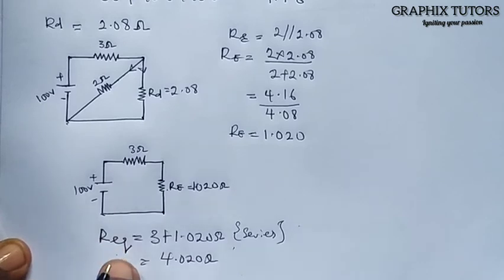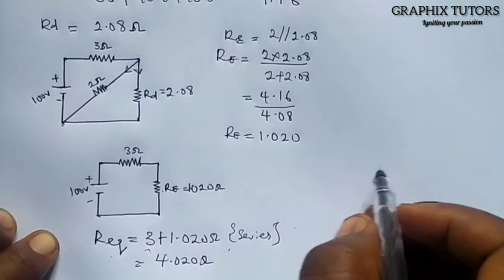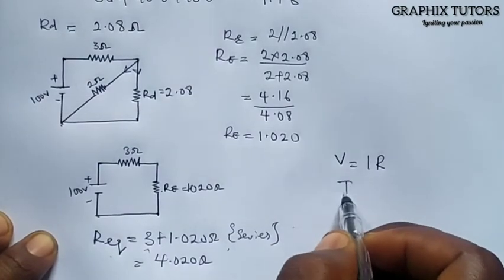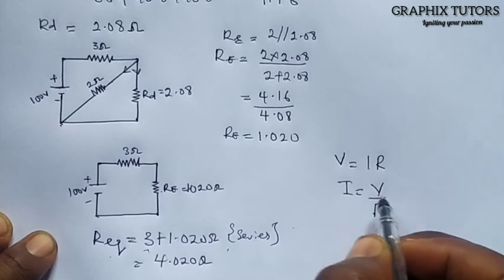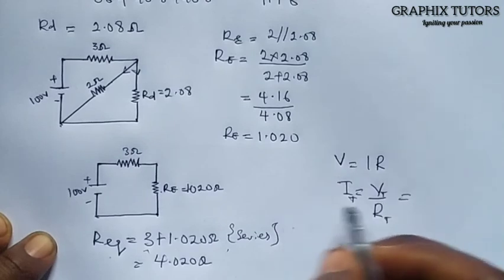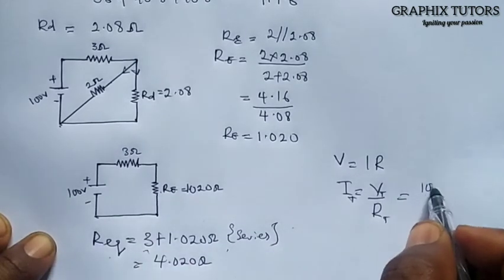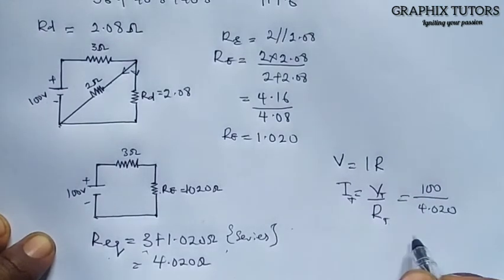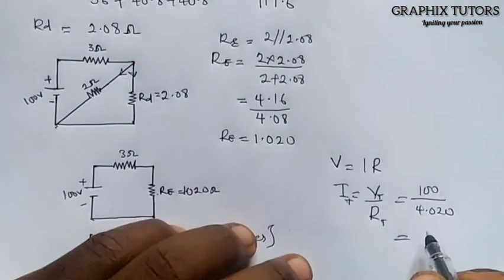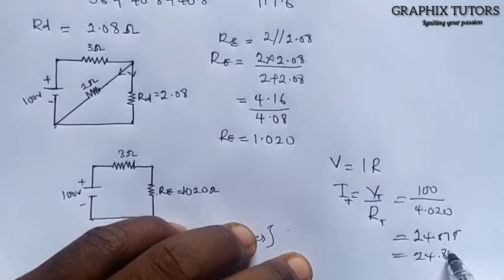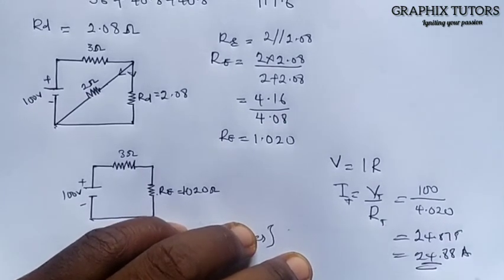Now I want to know what the total current in the circuit is, and this will be, according to Ohm's law, we know that V is equals to IR. So my I is equals to V all over R. So we're talking about my V total, my R total, I'll give you my I total. So my V total given this is 100 volts. 100 over my R total, which is 4.020. So we're going to be having 24.875, which is approximately 24.88 ampere. So that will be my answer here.